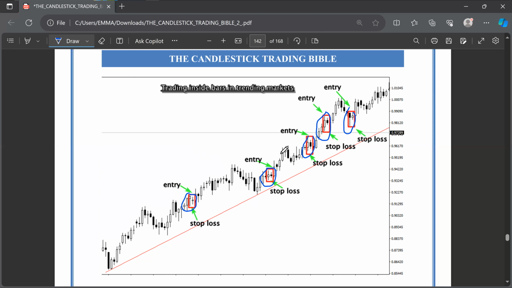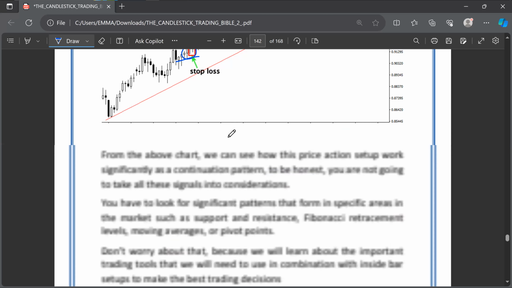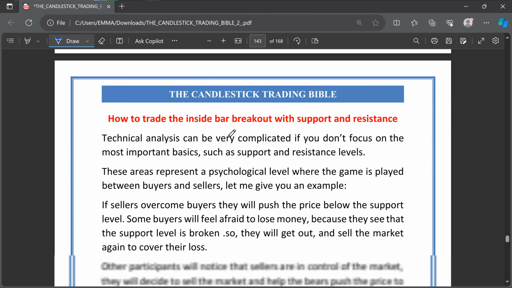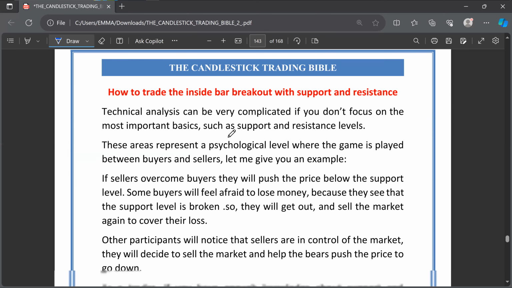It means that when you buy, you are going to make it, right? When you buy, you are going to make it, because these candlestick patterns formed during an uptrend, but not at the end of the uptrend. So that is it. We are still not going to read this. How to do the inside bar breakout with support and resistance. So let's see.